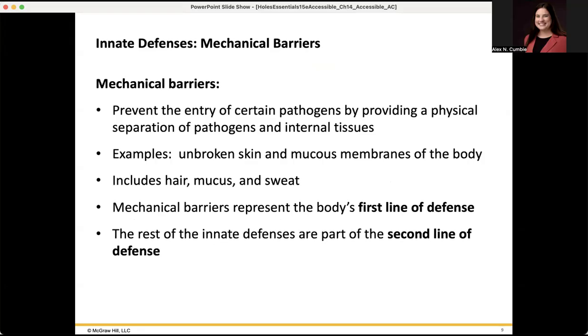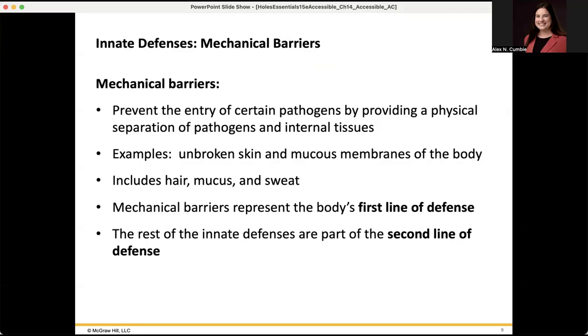Another innate defense is mechanical barriers. Mechanical barriers are just physical barriers that will separate the pathogen's ability to enter the body. Your first mechanical barrier is your skin. After that, we've got your hair, mucus production, sweat. All of these are trying to prevent the entry of the pathogen physically into your body. Okay, so it's kind of our first line of defense, this mechanical barrier. We're going to look at our second line of defense, which is all these other innate defenses coming after this.